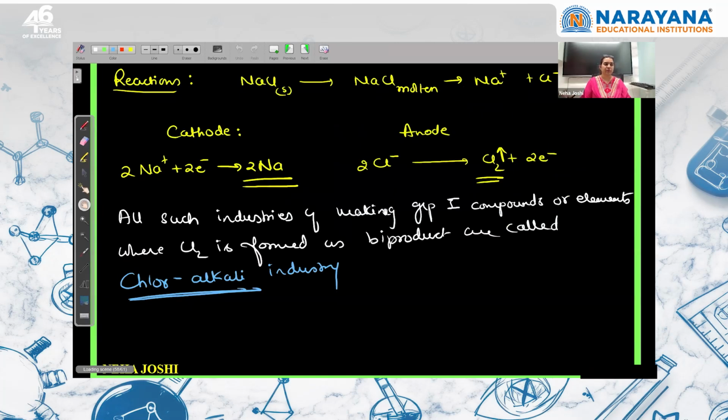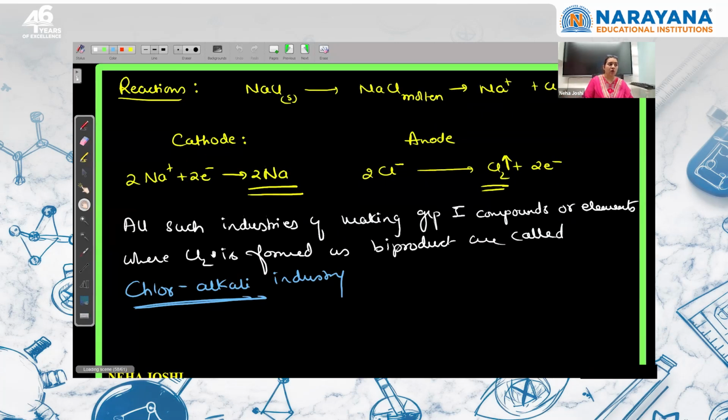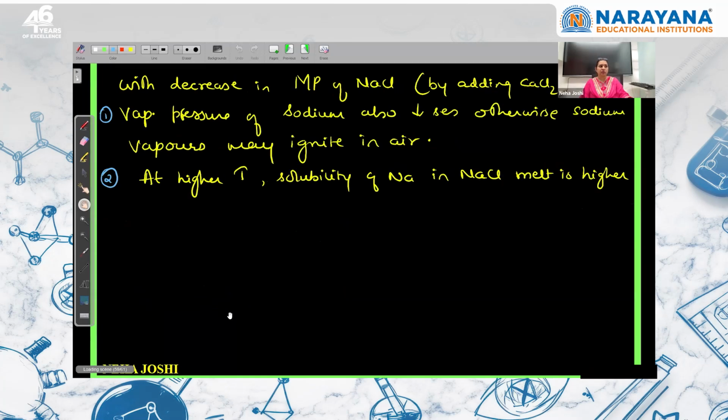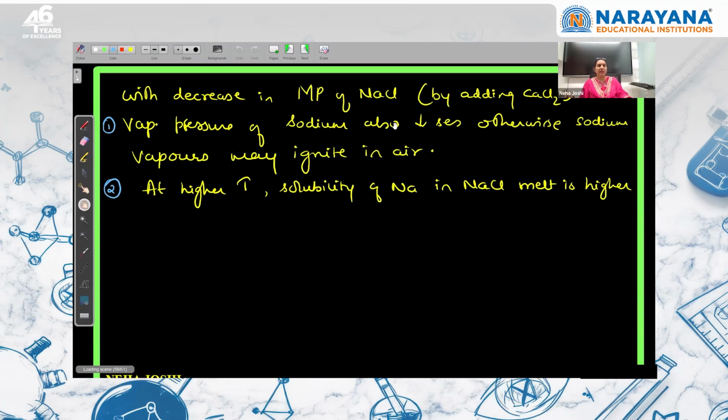These are the reactions. Now, in all such industries making group 1 compounds or elements where chlorine is formed as a byproduct, chlorine itself is commercially important, no? So it is an important byproduct. So we call all such industries the chlor-alkali industry. It is one of the important industries, the chlor-alkali industry.